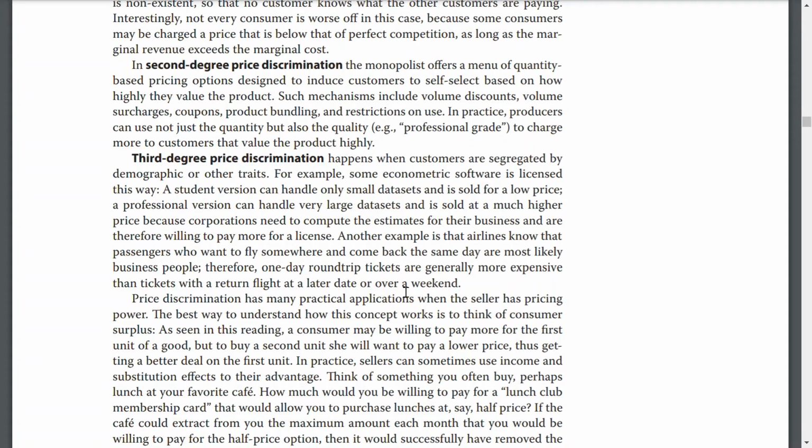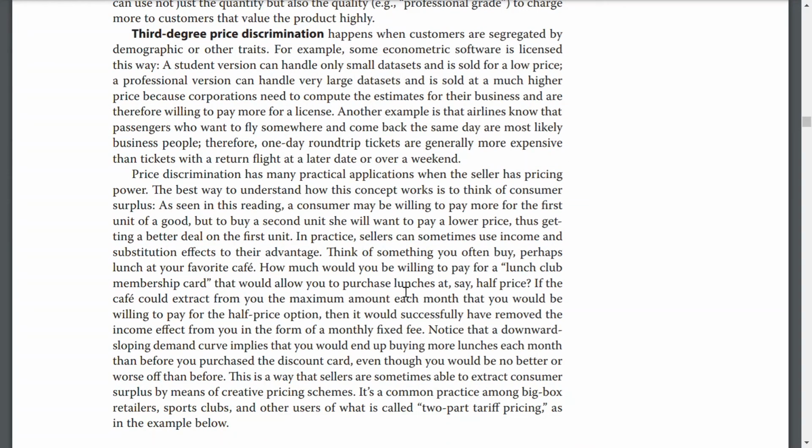Another example is the airlines. They know a passenger who wants to fly somewhere and come back the same day is much more likely to be a business person. Therefore, one-day round-trip tickets are generally more expensive than tickets with return flights at a later date or over a weekend.